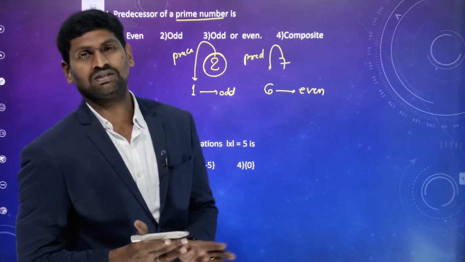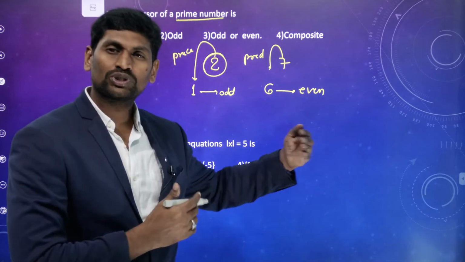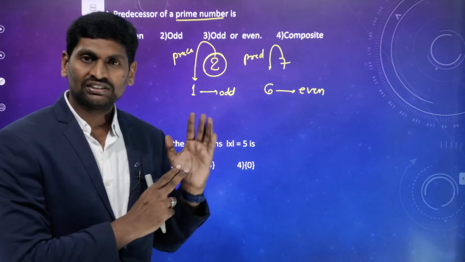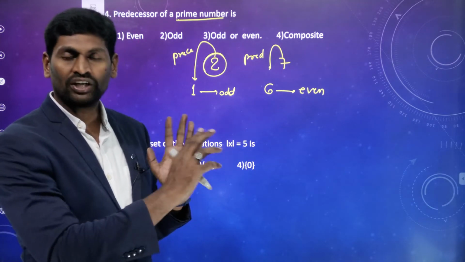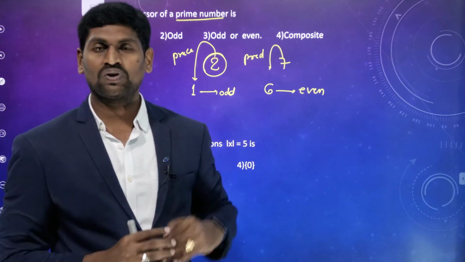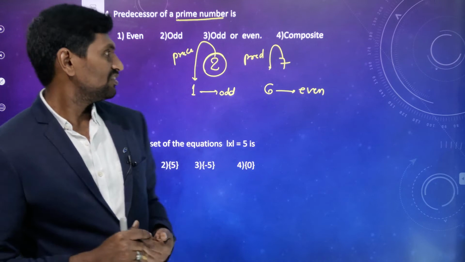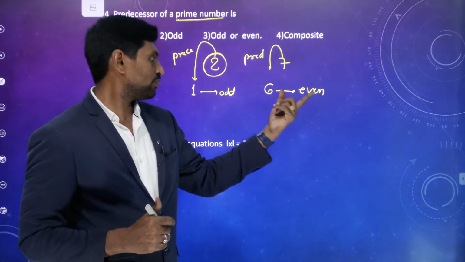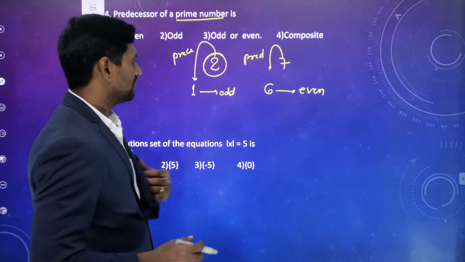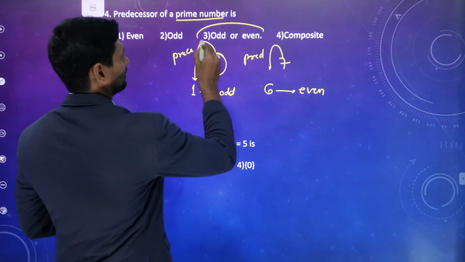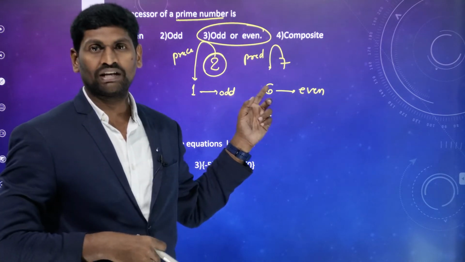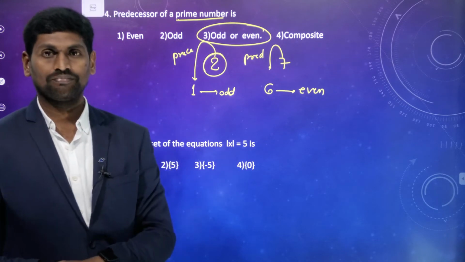Because in our number system, like natural numbers 1, 2, 3, 4, you are checking like that: 1 odd, 2 even, 3 odd, even, odd, even. The numbers are arranged like this: 1 odd number, 1 even number, 1 odd number, 1 even number. So before every odd number, one even is present. Before every even number, one odd number is present. So our answer is odd or even, because 2 is also one of the numbers in the set of primes.